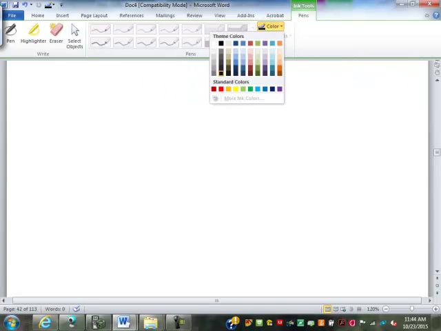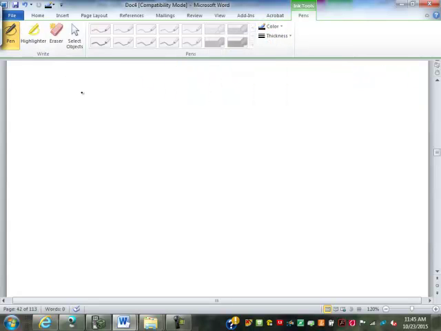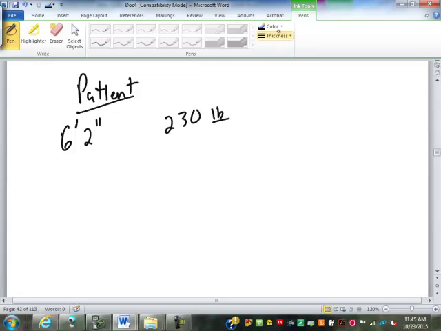So let's say that we have an adult patient who comes in with a height that is 6'2" and 230 pounds. How am I going to find their body surface area? Obviously, their 230 pounds is outside the range of the nomogram. Well, first thing I got to deal with is 6'2". The formula requires their height to be in inches. So how do I convert 6'2" into inches?